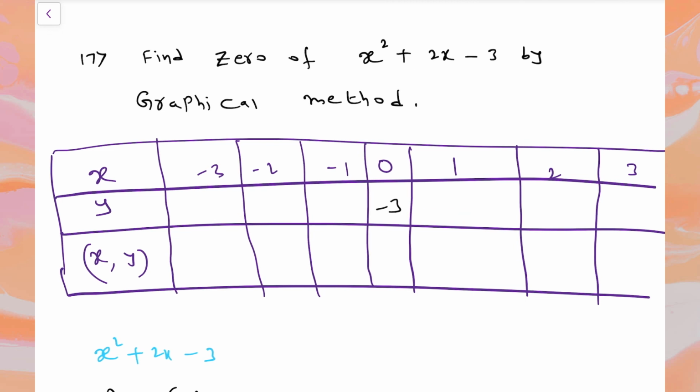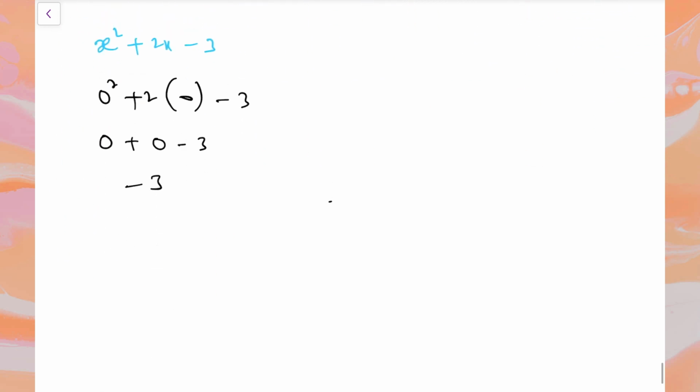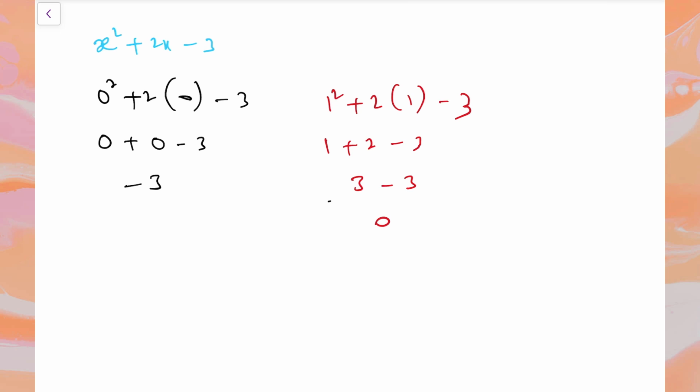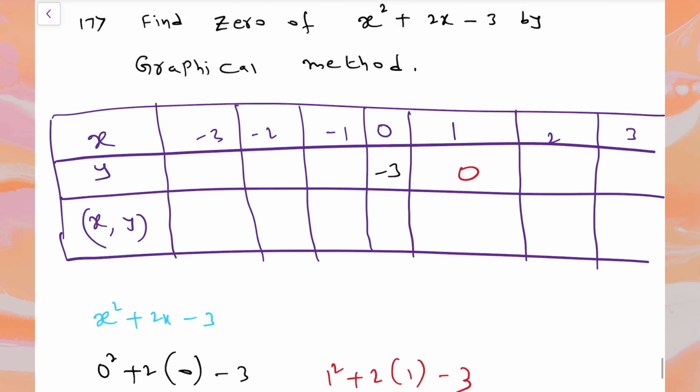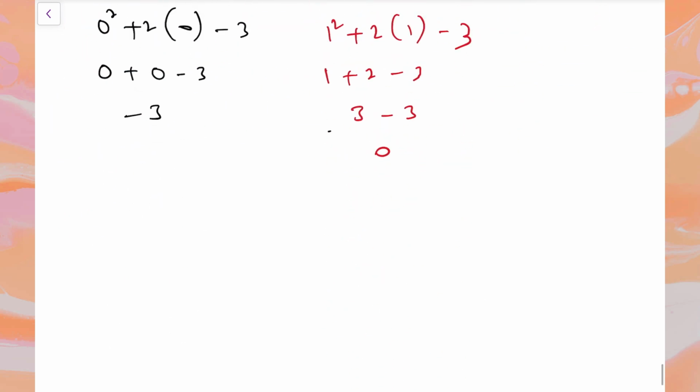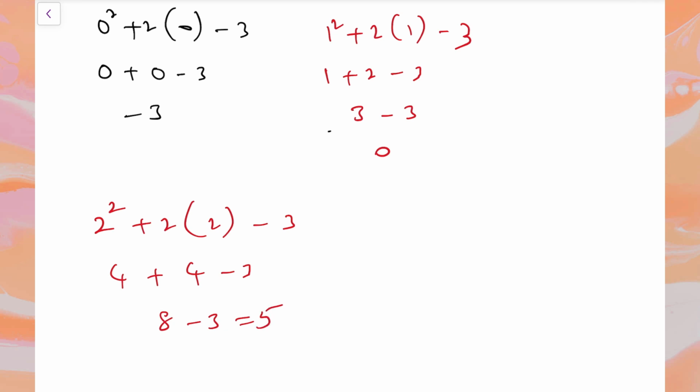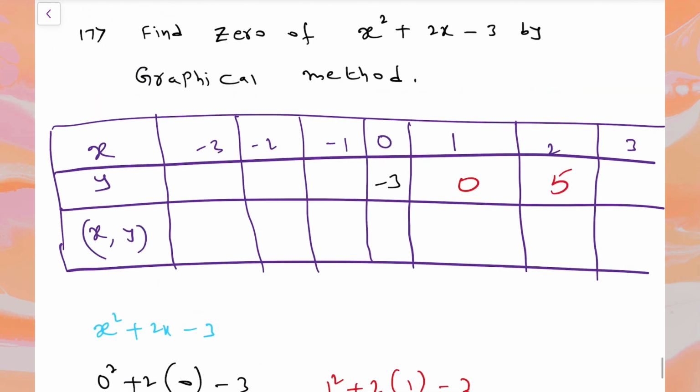Next, plus 1 I am substituting. 1 square plus 2 into 1 minus 3. 1 square is 1 plus 2 ones are 2 minus 3. 1 plus 2, 3, 3 minus 3, 0. So when I substituted 1, I got 0 here. Then I am substituting 2. 2 square plus 2 into 2 minus 3. 2 square 4 plus 2 2s are 4 minus 3. 4 plus 4, 8 minus 3, that is 5. So when we substituted 2, we got 5.